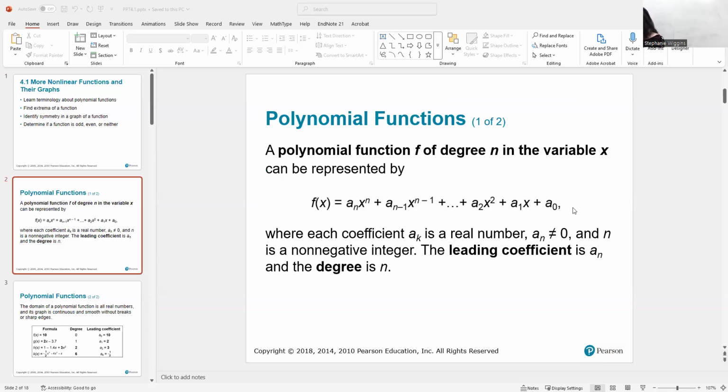Okay, so a polynomial function f of degree n in the variable x can be represented by this funny looking function here. Don't be bothered by this strange way of writing this function. n is an index, so it's just telling you how high you're going to go as far as your degree. So the degree is your n. So let's suppose you have a degree 5 polynomial. Then you would have your first term being x to the 5th power, and then you would have some constant in front, like a 2 or a 3 or square root of 2, whatever your constant is. So this a sub n is the constant in front of x to the 5th, for example.